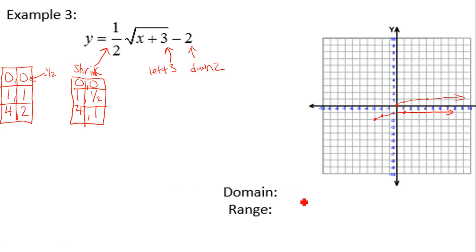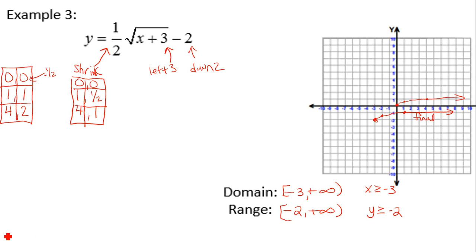Let's do domain and range. Domain, this is my final answer. I'm going to label him so we don't get confused. My final answer here, negative 3 is my starting x value to positive infinity for my domain, or you can say x is greater than or equal to negative 3. And my range, what's my y value right here? Negative 2 to positive infinity, or you can say my y values are always greater than or equal to negative 2.